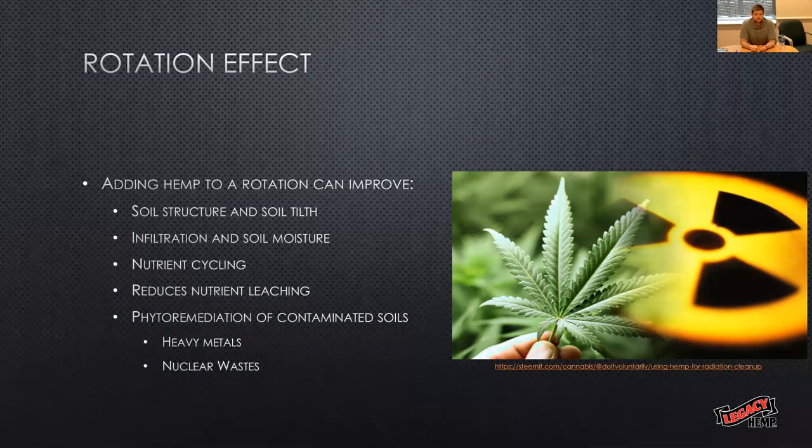Being that the root is fairly large, we can help to reduce nutrient leaching, such as nitrogen. This is a crop that does require a fair bit of nitrogen, so we can, especially later in the season, reduce any nutrient leaching from nitrates or other nutrients.